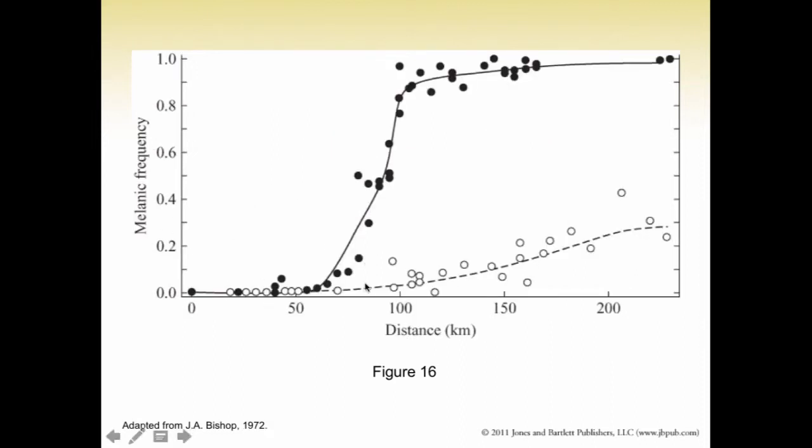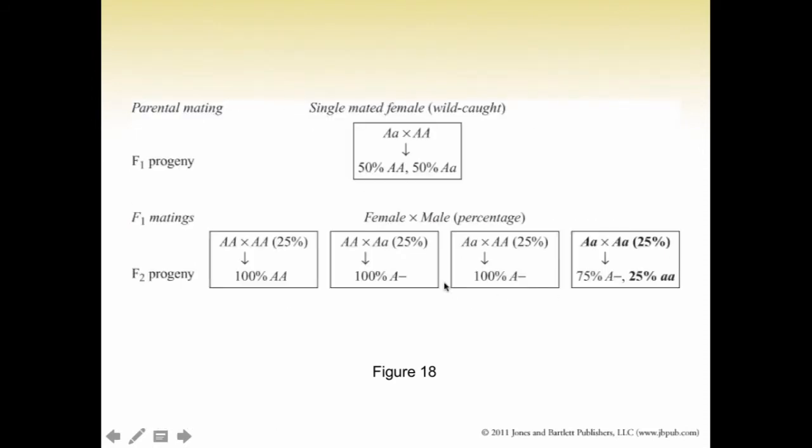Another frequency graph, this is of melanic pepper moths at different distances. And you see that these frequencies differ. Here, nearly all of the moths, close to 1, 90% frequency, are melanic. This other site, they are not.